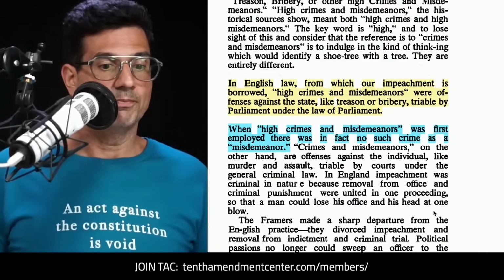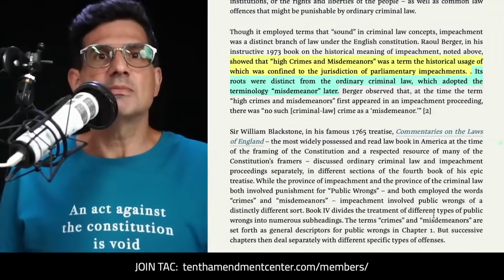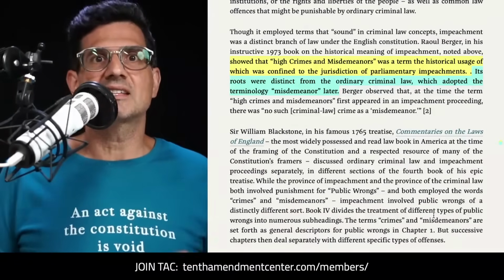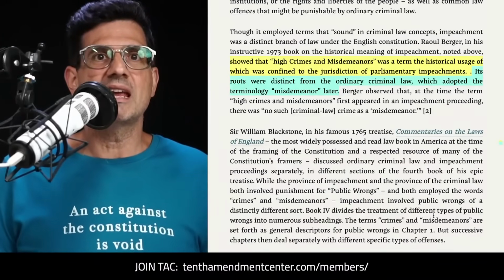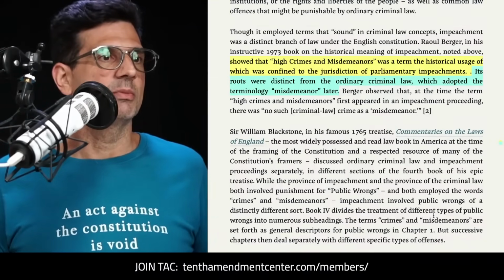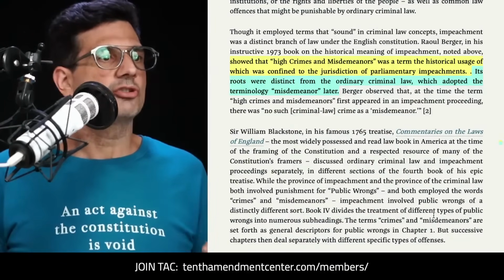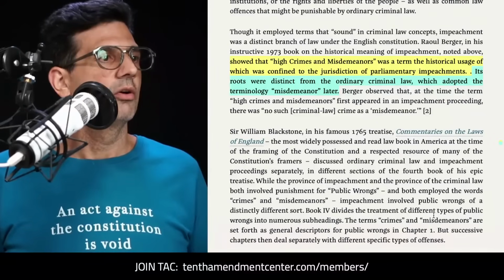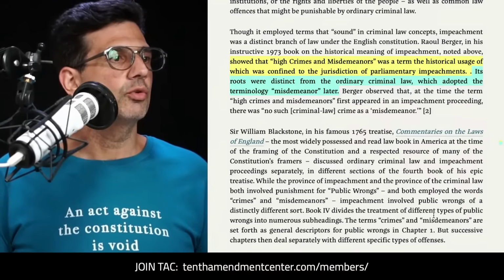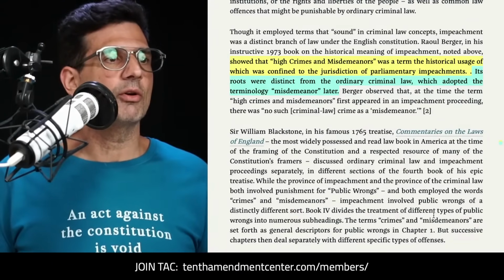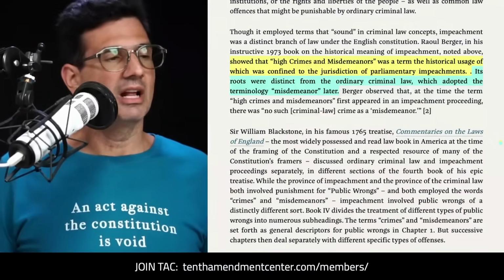And as Paulson points out, Berger's book proved that the term high crimes and misdemeanors, they did all kinds of surveys on how the term was used throughout history, was only used as a phrase for parliamentary impeachment. He showed, wrote Paulson, that high crimes and misdemeanors was a term the historical usage of which was confined to the jurisdiction of parliamentary impeachments. Its roots were distinct from the ordinary criminal law, which adopted the terminology misdemeanor later.